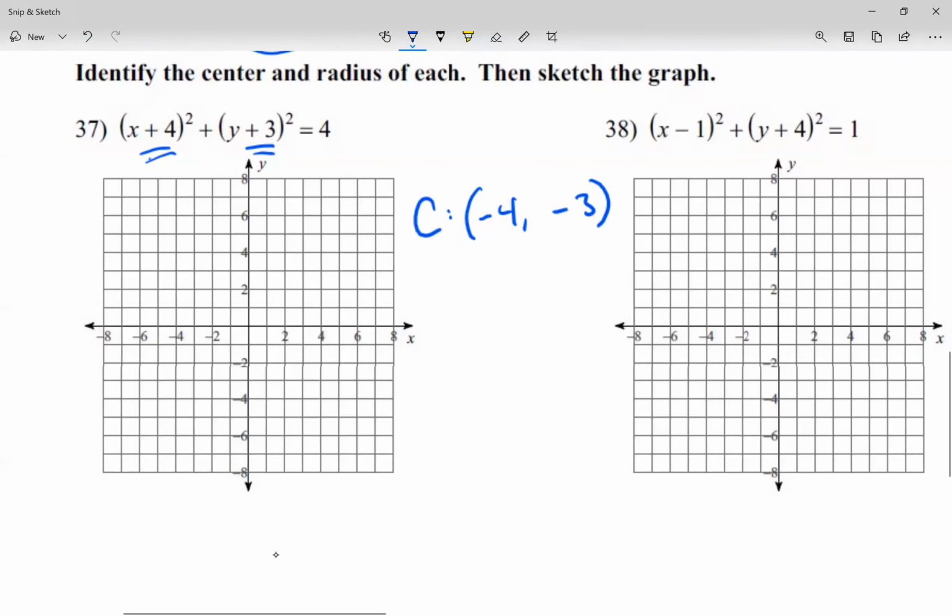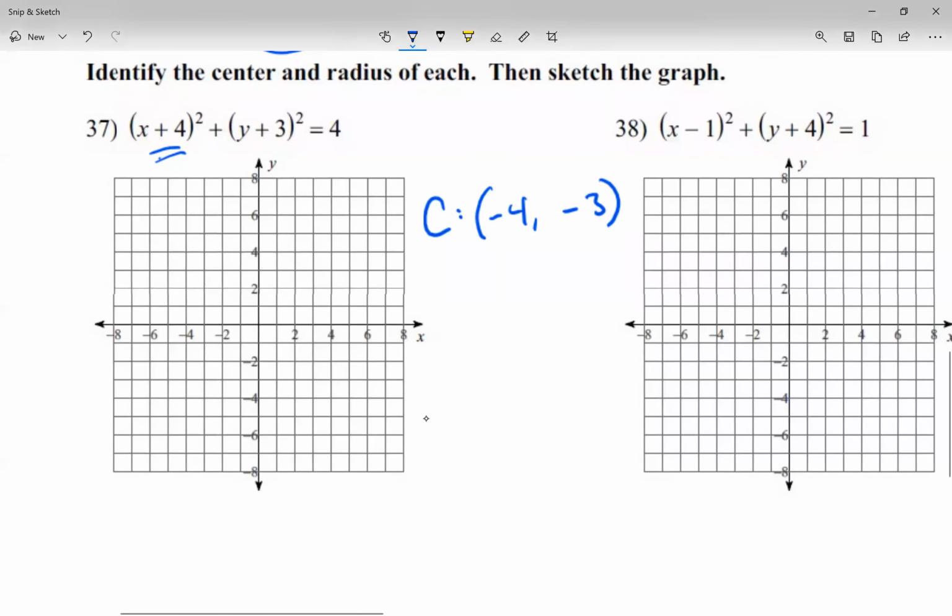Again, I'm using the values in X and Y. But the only thing I'm going to do is switch the sign. I saw pluses, so I changed it to negatives. If there was a minus, I will change it to positive. Like I said, we're using those values to switch the sign. So I know where the center of the circle is.